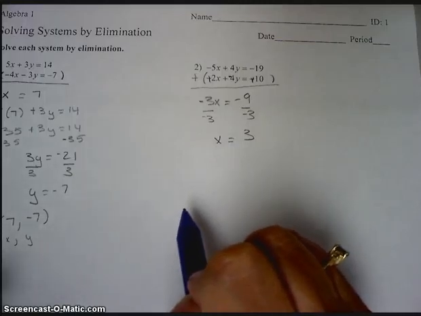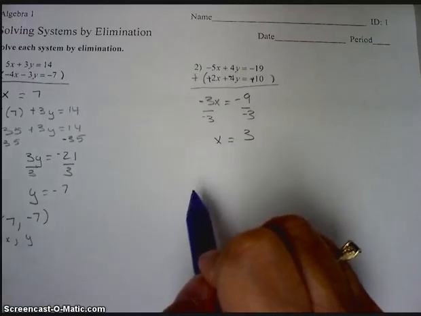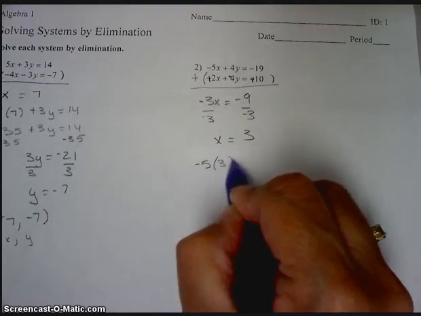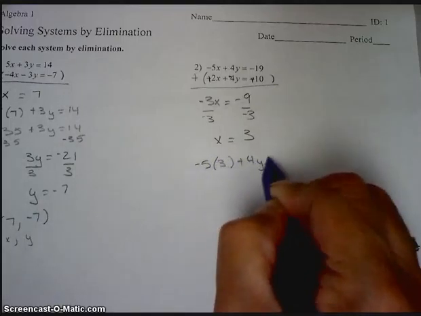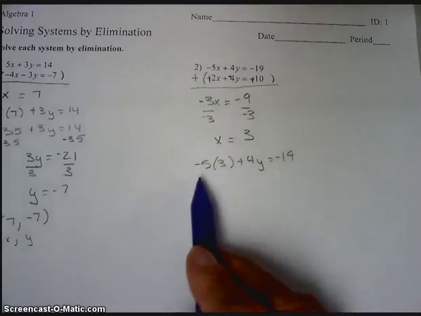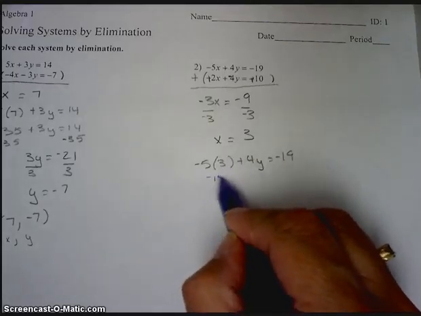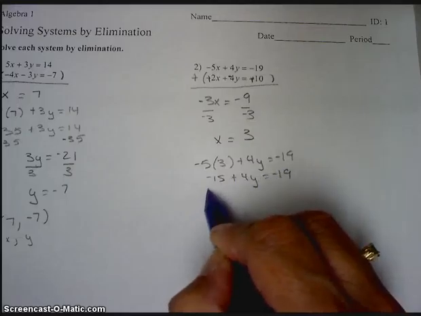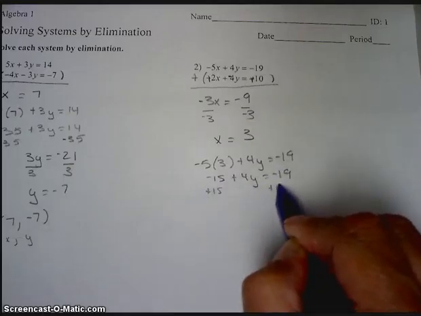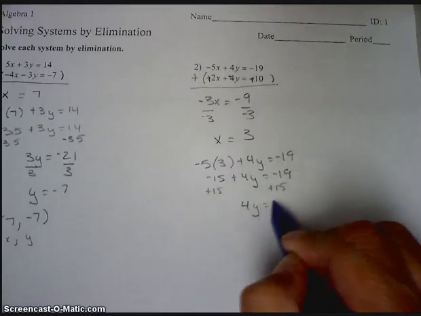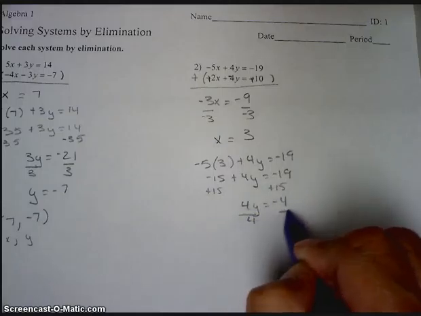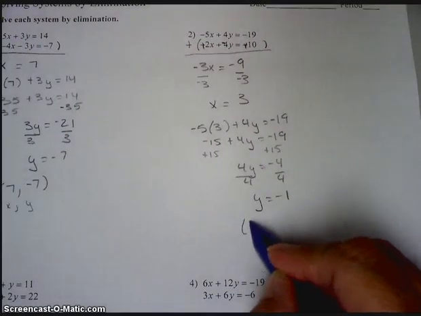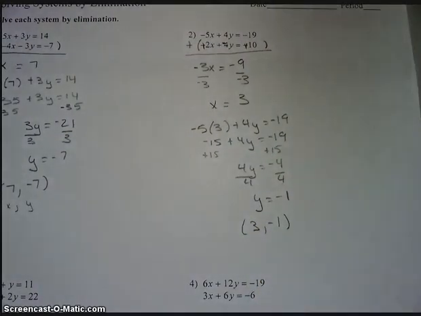Okay, so my next step is to go back and substitute it into one of the original equations. So I have negative 5x, so I'm going to put 3 in for x, plus 4y is equal to negative 19. Negative 5 times 3 is negative 15, plus 4y equals negative 19. Add 15, I get 4y equals negative 4. Divide by positive 4, y is equal to negative 1. So my solution here would be 3, negative 1.